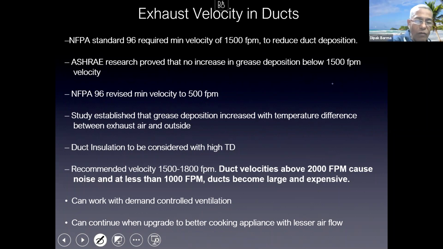There is one area of economizing that can be done, which is by working on demand controlled ventilation. So if the demand is not there, you could reduce the blower speed and reduce the airflow. The duct remaining the same, the velocity comes down, airflow reduces, the power consumed by the blower reduces, and you economize on the energy consumption. Of course, for economizing, please change over to better cooking appliances with lesser airflow requirements. That will be much better for your system.